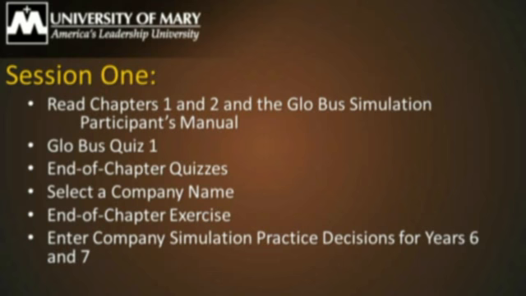Let's review the assignments now in the order that you'll be completing them. For Session 1, you'll read Chapters 1 and 2 in the Glo-Bus Simulation Participants Manual. You'll complete the Glo-Bus Quiz 1 and also the end of chapter quizzes for Chapters 1 and 2. You and your team members will be selecting a company name, completing the Session 1 end of chapter exercise, and entering your company simulation decisions for practice round decisions for years 6 and 7. For the first session, you'll just be practicing entering decisions.